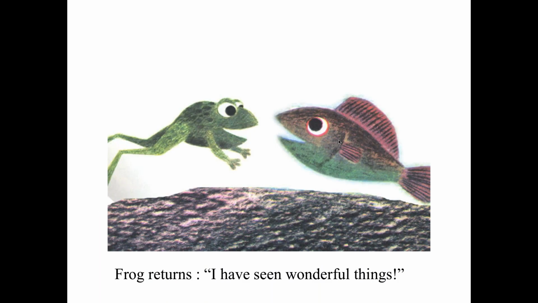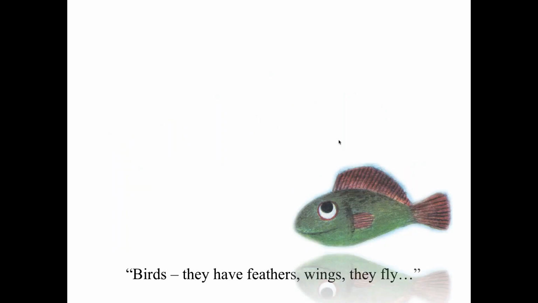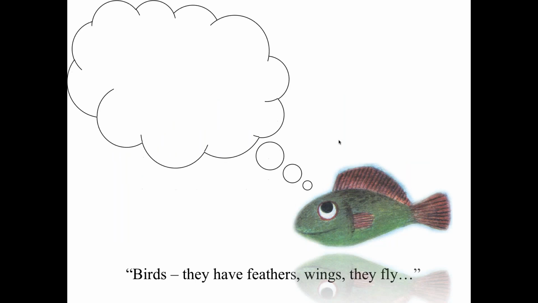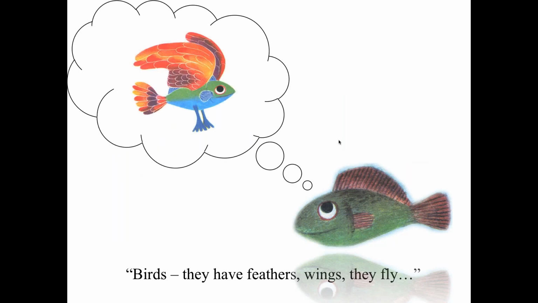And then he comes back and he tells his friend, look, I've seen these wonderful things out there. The world is a great place. And there are these things called birds. And they have feathers and they have wings and they fly. And the fish is imagining what a bird might look like.